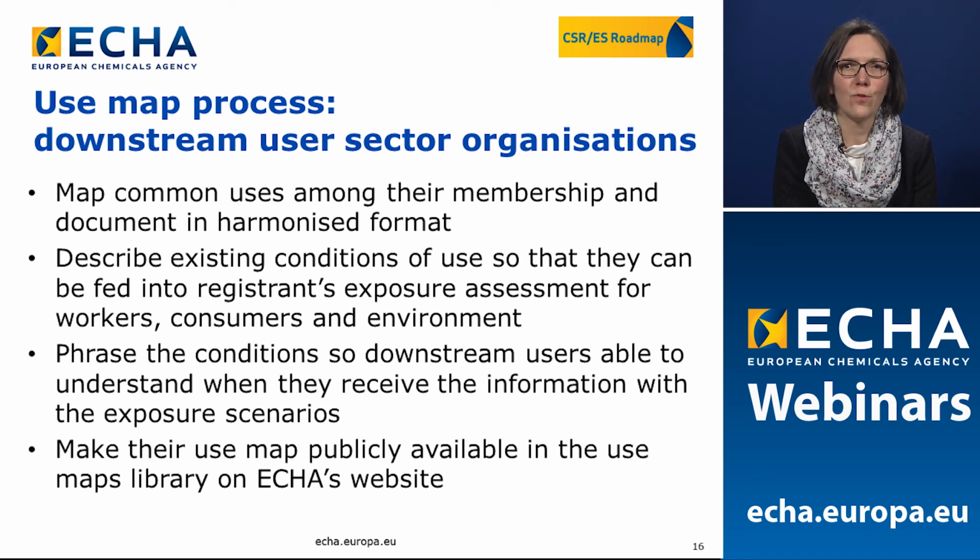Sectors have to phrase the use and conditions of use in the use map in a way that downstream users can easily understand them. Indeed, the information provided in the use map will come back to downstream users via the exposure scenarios. The easier it is for downstream users to understand the exposure scenario, the faster it is for them to process it. Finally, sectors have to make their use maps publicly available in the use map library on the ECHA website. This ensures visibility and easy access for all registrants.